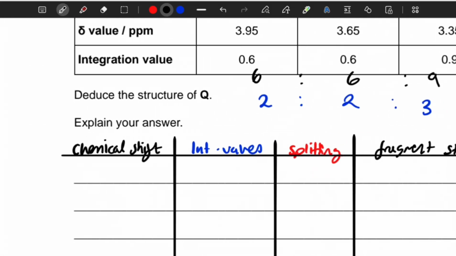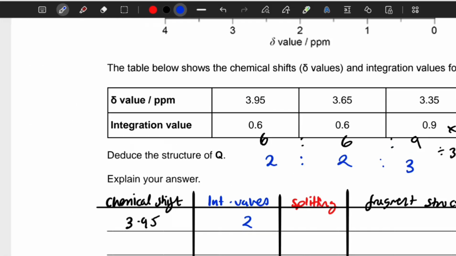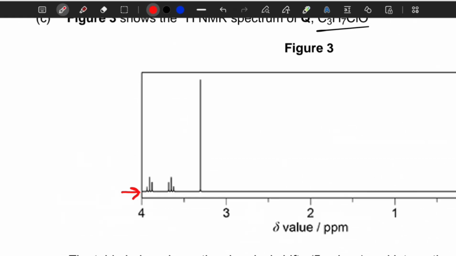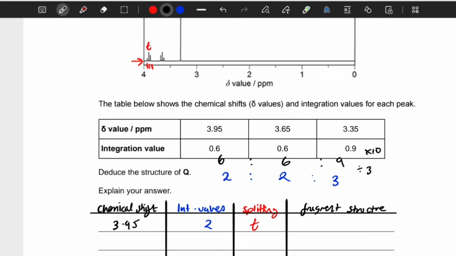Okay, so the first chemical shift is 3.95. Integration value is 2. For the splitting pattern, 3.95 would be around here. So it is 3 peaks. So it's a triplet, and I'm going to put triplet here. We do the fragment structure after we fill in the chemical shift, the integration values, and the splitting patterns. Okay, let's look at 3.65.